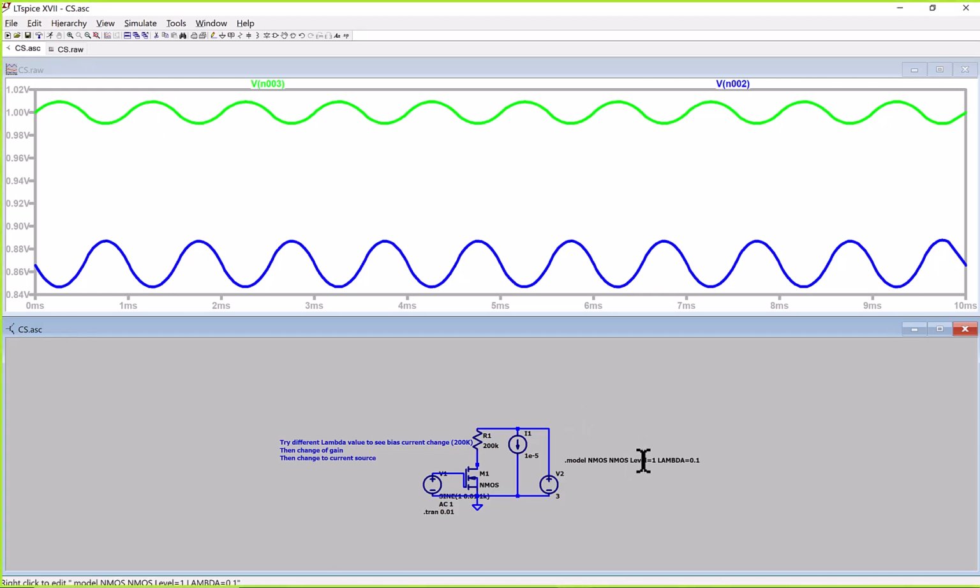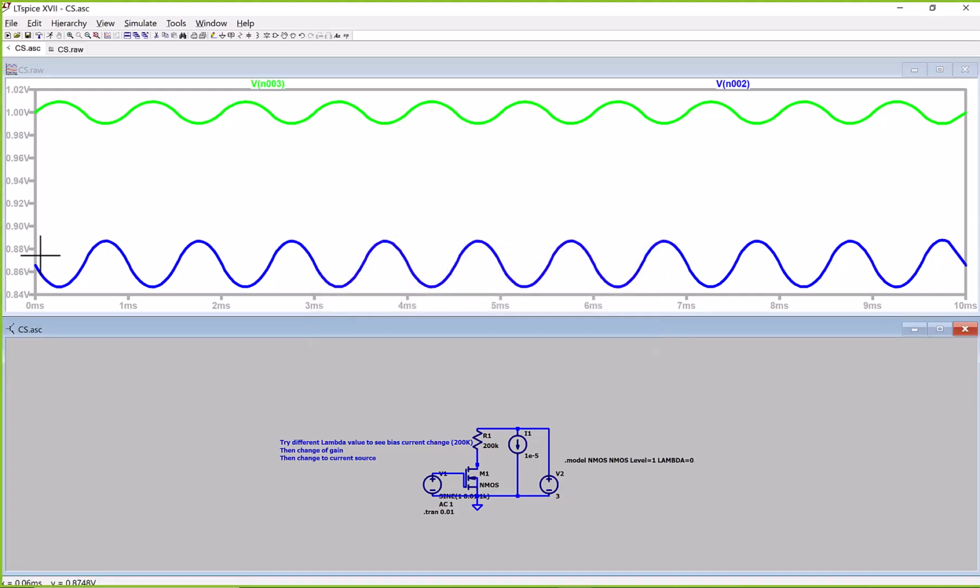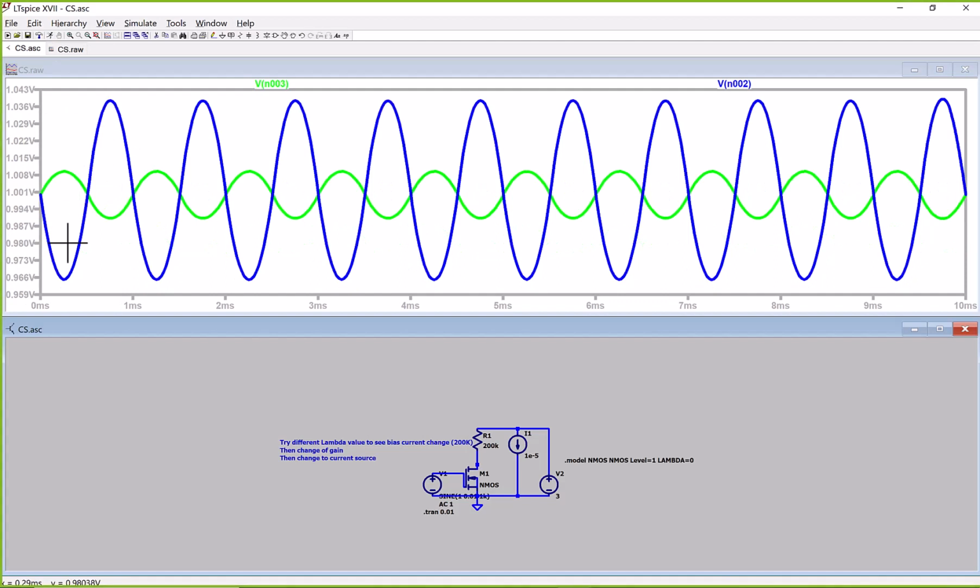Now I have a big lambda, which is 0.1, which refers to the output resistance. If I try to make it zero, right? Remember this is between about 0.9 and 0.84. So let's run it one more time. It is way larger, right? Now, the biasing is also changed because the current is different, but the gain is much larger, right? It's about 0.05.